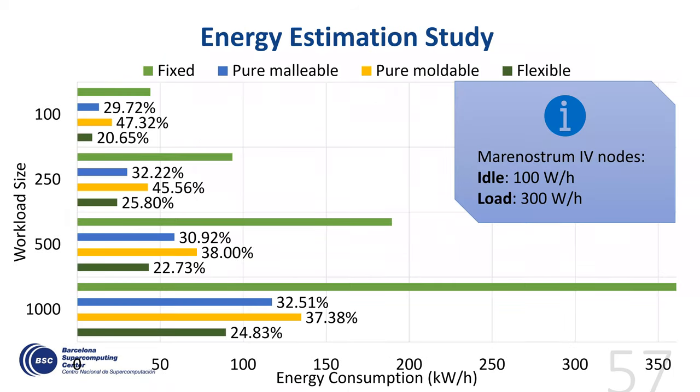Finally, we also estimate the energy utilization in MareNostrum, assuming that an idle node consumes 100 watt-hours and a node under load 300 watt-hours. So we have a reduction in the energy of around 75-80%. So it's quite interesting.